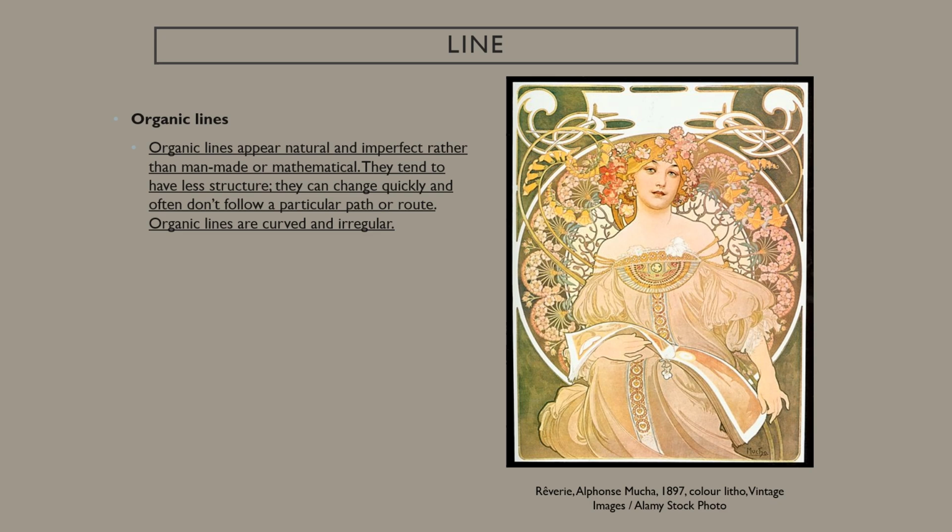So we're moving on to organic lines now. And so organic lines appear natural and imperfect rather than being man-made, mathematical, or mechanical. They have less structure. They change quickly. They don't follow a set path or a route. They can be curved and irregular.